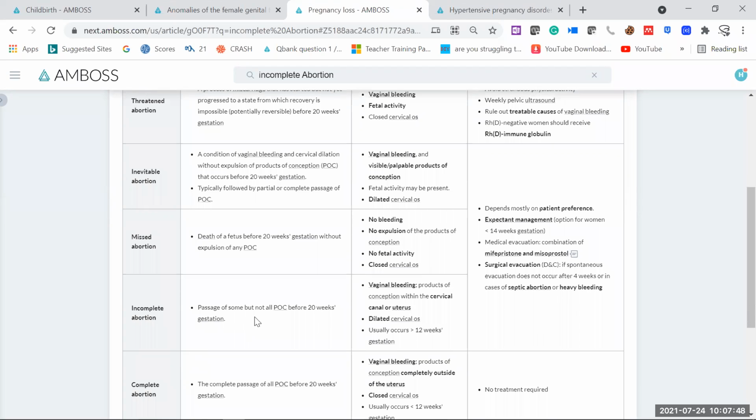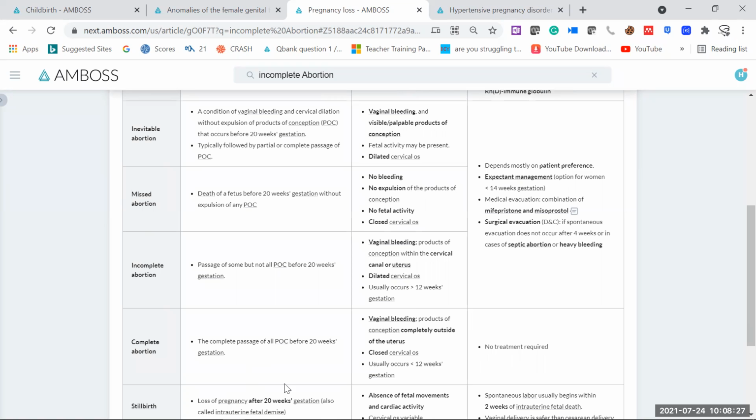So incomplete abortion: passage of some but not all product of conception before 20 weeks gestation. So of course, we will see some retained product of conception inside the canal, and of course some will be expelled out. So the patient will give you a history that blood clots are actually expelled from the body. So vaginal bleeding of course will be there. Here you will see product of conception within the cervical canal or uterus, and a dilated cervical os, of course os will be open, usually occurring at less than 12 weeks of gestation. So incomplete abortion means that something still remains inside the body of the mother and something is expelled out, os is open, so you have a chance to remove it manually as well. So this is incomplete abortion.